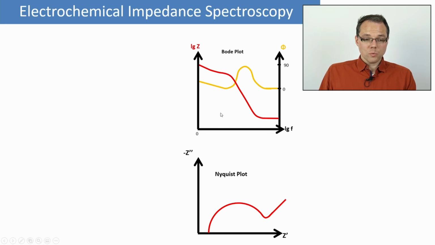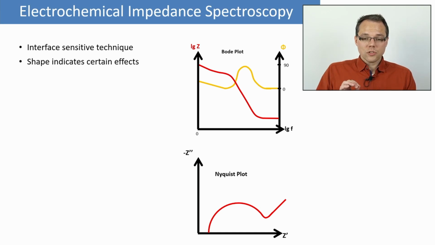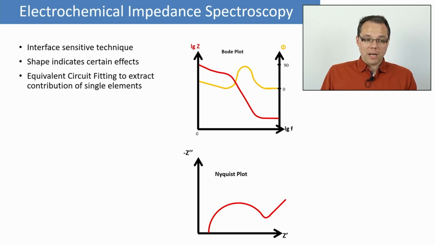So here you see the two plots, the Bode plot, which is actually two curves in one, as I said, with the phase shift and the logarithmic impedance, while the Nyquist plot is just one graph. Okay. This is a very interface-sensitive technique, and little changes at the interface already induce drastic changes of the shape of, for example, the Nyquist plot. So you can see water uptake in organic coatings. You can see if the surface is corroding, but you can also see interaction between biomolecules.